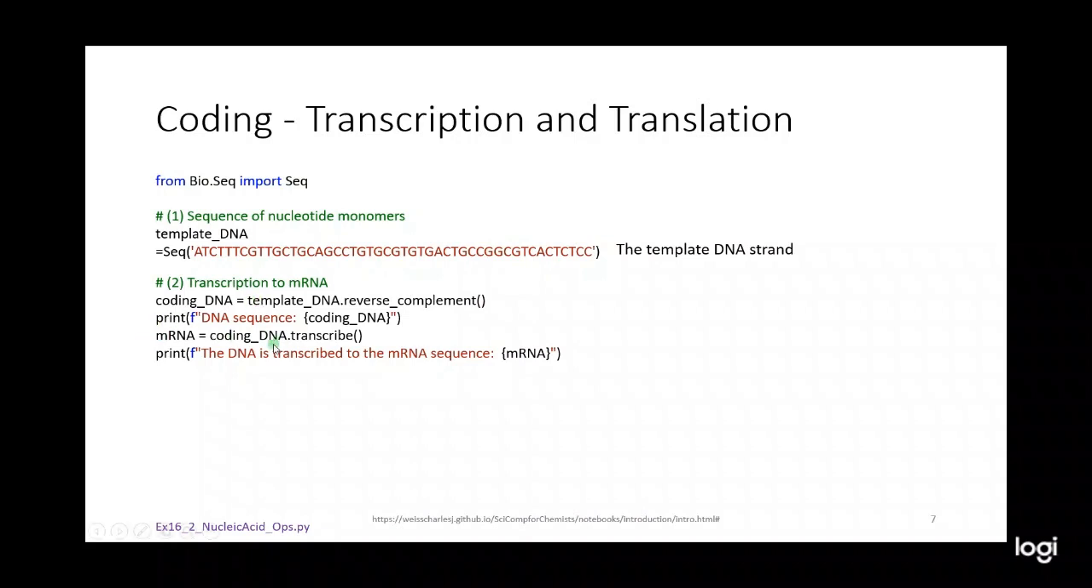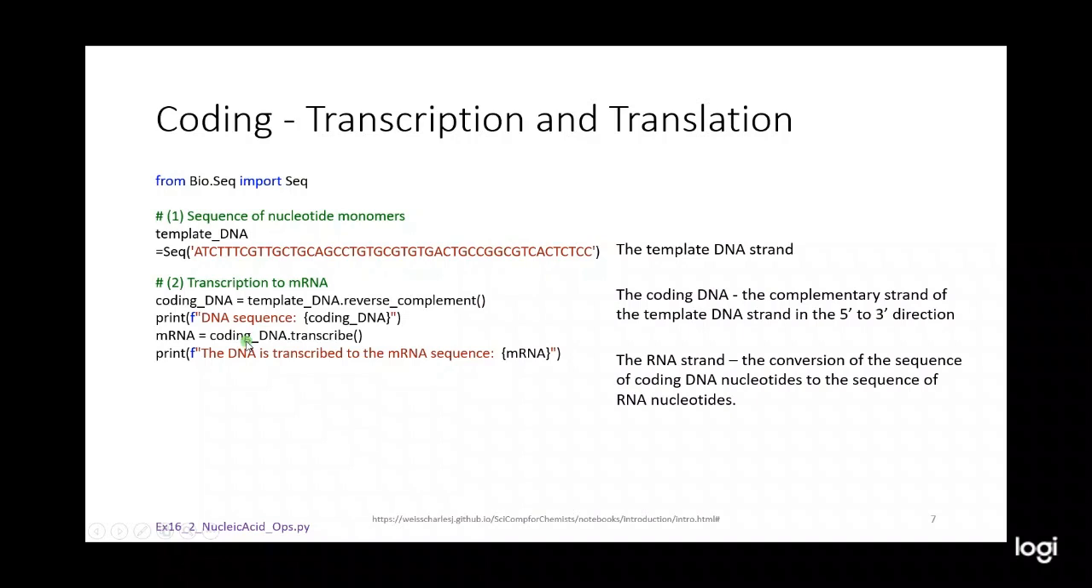Then, the coding DNA is transcribed into messenger RNA using the transcribe function. In this step, thymine is replaced by uracil to match RNA nucleotides. In a biological system, this process is carried out by RNA polymerase, which pairs RNA nucleotides to the DNA template strand.